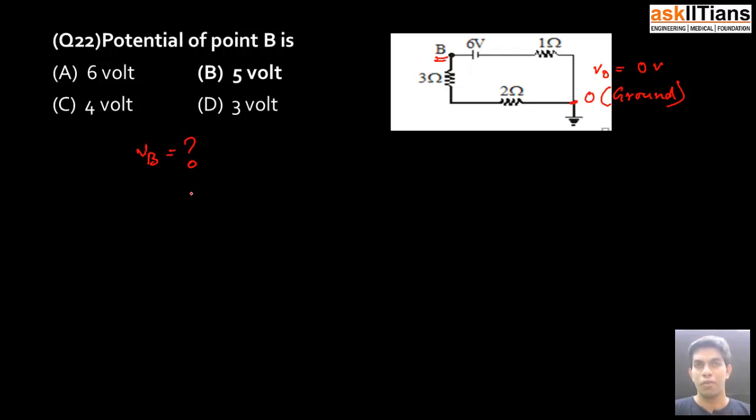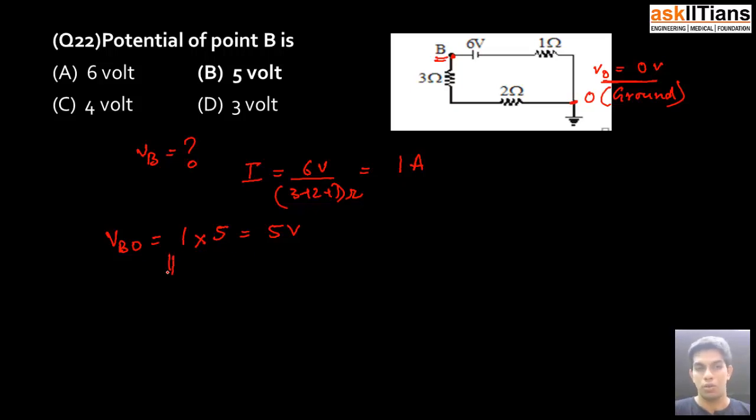For solving these kinds of problems, again we need to find out the current in the circuit. So current in the circuit, I, is equal to 6 volt divided by 3 plus 2 plus 1 ohm. So this is equal to 1 ampere. So VBO, that is the potential difference between point B and O, is equal to the current in the circuit, 1, multiplied by the net resistance across point B and O, that is 5. So I have 5 volt. We know that the potential of point O is 0. So with this, I can say that the potential at point B is 5 volt. Hence, B is the correct answer.